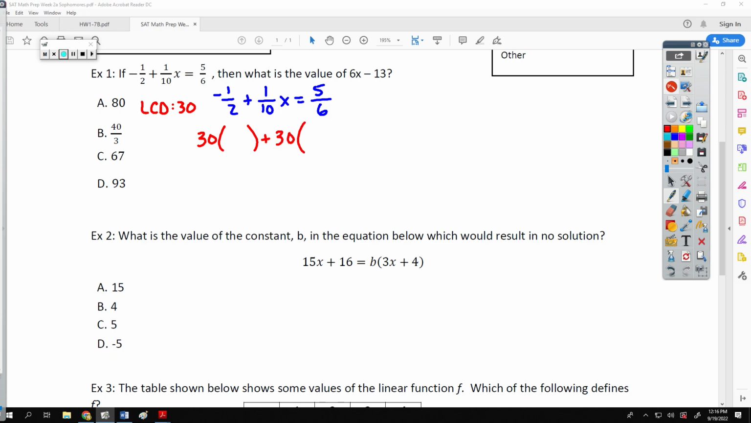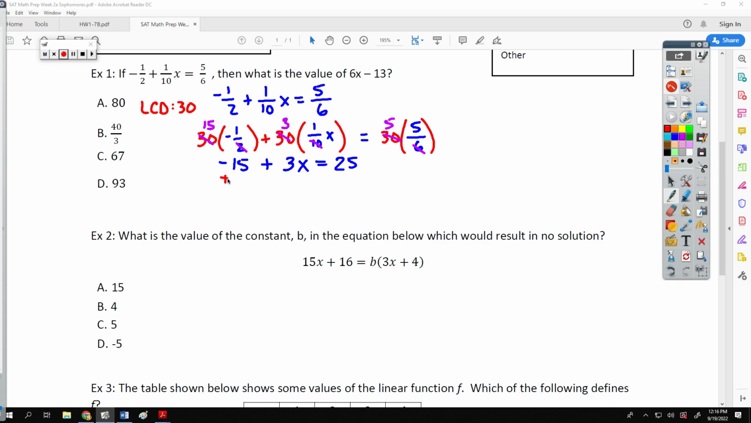So we're going to multiply all 3 terms of this equation by 30. So 30 times negative 1/2 plus 30 times 1/10 x plus 30 times 5 over 6. When we do that, the result is the denominators will cancel into the 30s and leave us with an equation that does not have any fractions. Negative 15 plus 3x equals 25. Then from there, we just need to solve that equation. So that is now a 2-step equation.